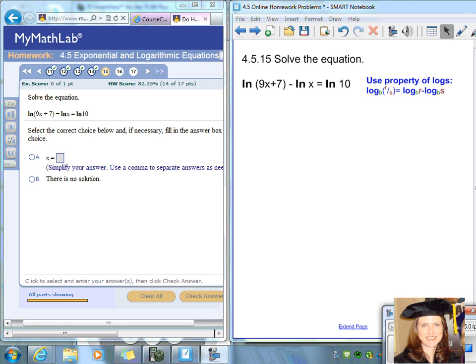Question number 15 from section 4.5. We're asked to solve the equation natural log of the quantity 9x plus 7 minus the natural log of x equals the natural log of 10.